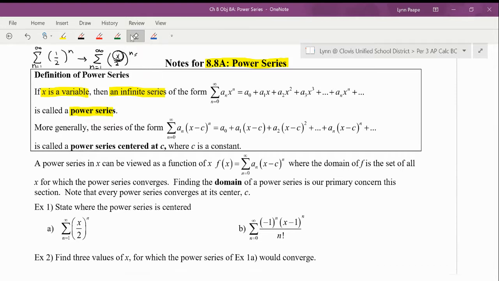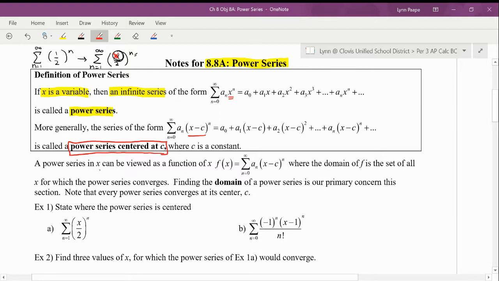That's the difference between an infinite series and a power series: the power series is going to have that variable of x in there. More generally, the series of the form, instead of just x to the n, will have x minus c to the n, and is a power series that we say is centered at c. This is tying together what we did in 8.1 through 8.6 and then 8.7, merging those two ideas together.